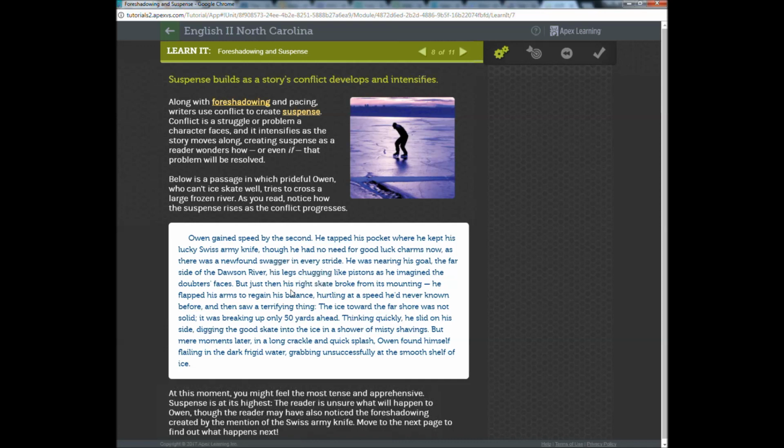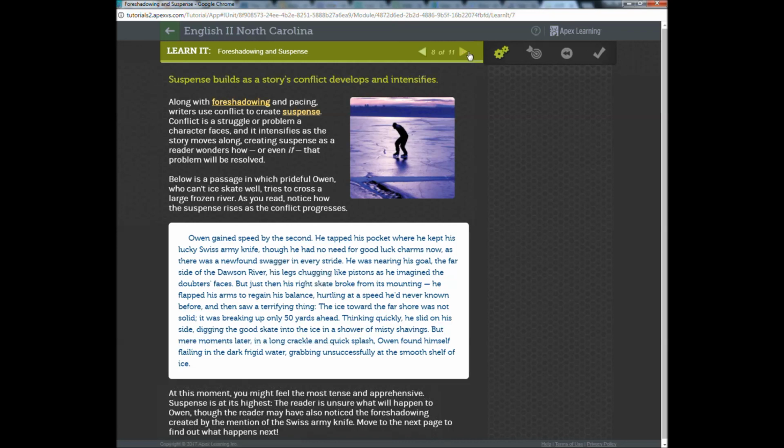So we have different moments where the suspense is killing us. But the best part was when he mentioned that Swiss Army knife. He kept his lucky charm. He tapped, but he had no need for good luck. So now we get the foreshadowing. There's something important about that Swiss Army knife. He didn't need it, though. And then the greatest suspense is at its peak when we have the long crackle and quick splash.